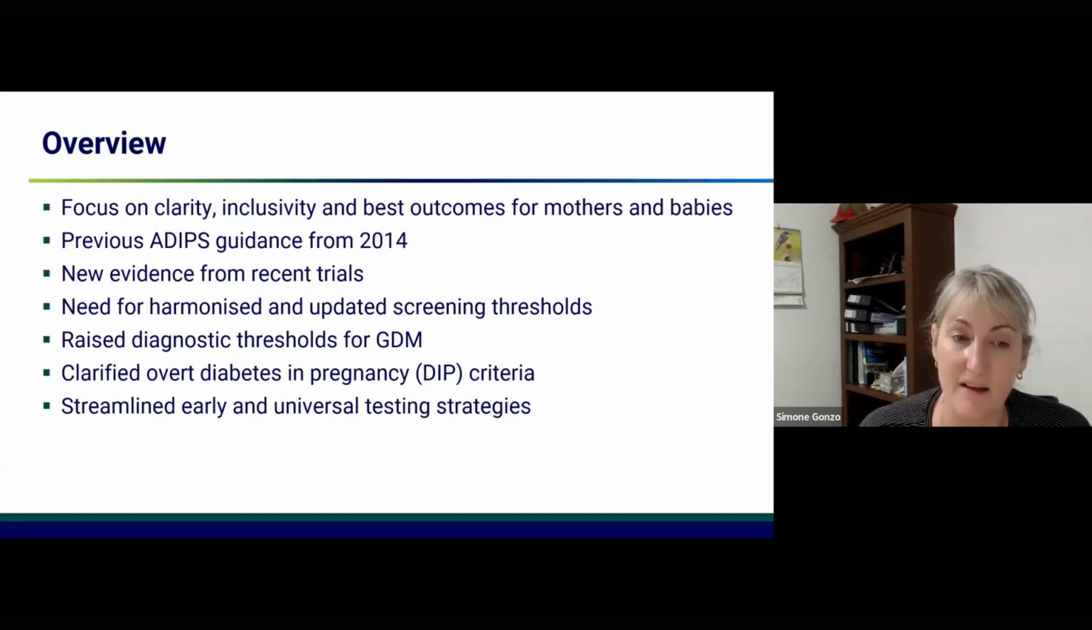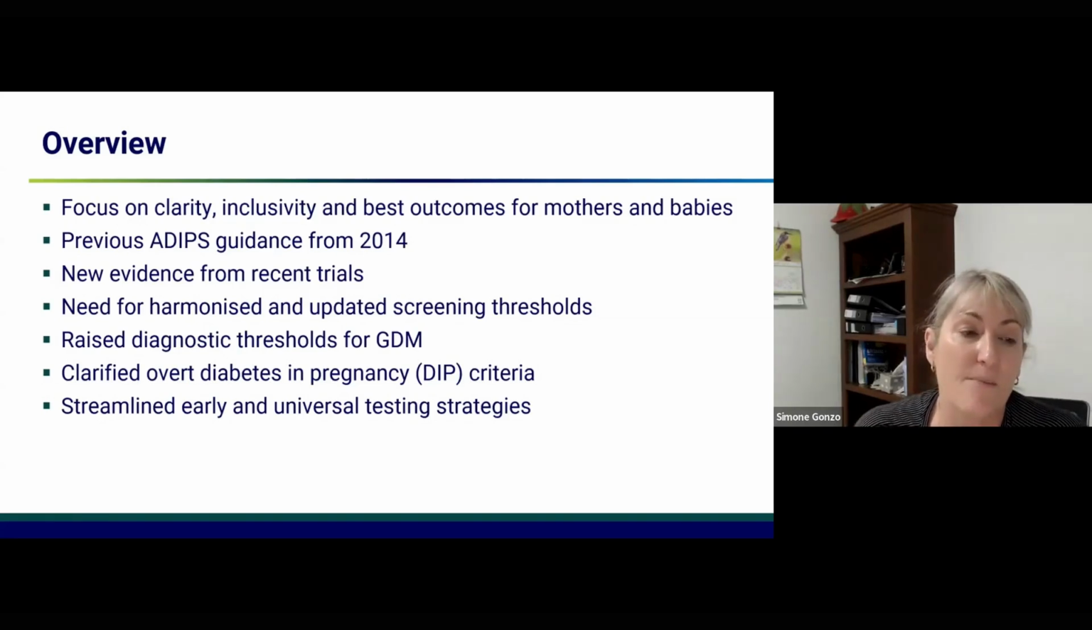So those numbers have been increased, and some of you who may have been around for a little while have realised that the numbers did drop, or the criteria for diagnosing gestational diabetes dropped, which meant that we had many more patients to deal with. These have been revised to a slightly higher level.